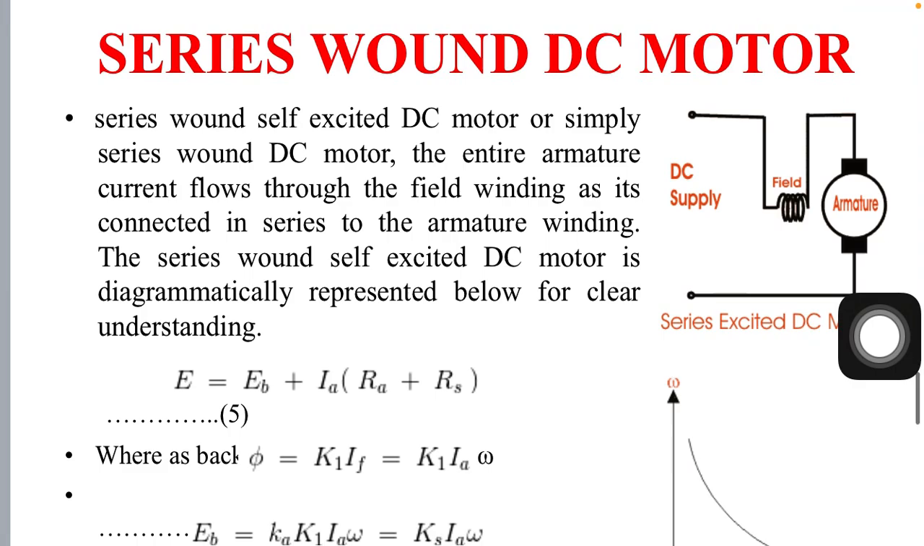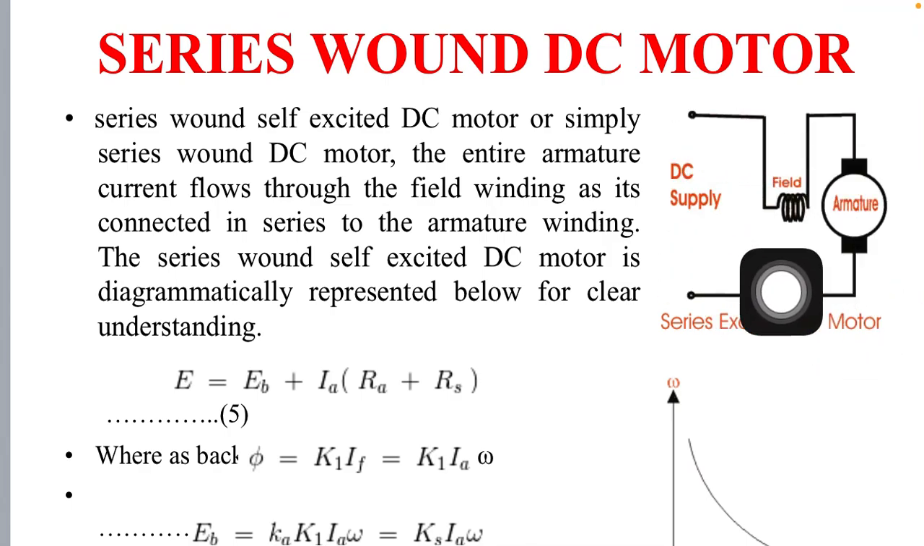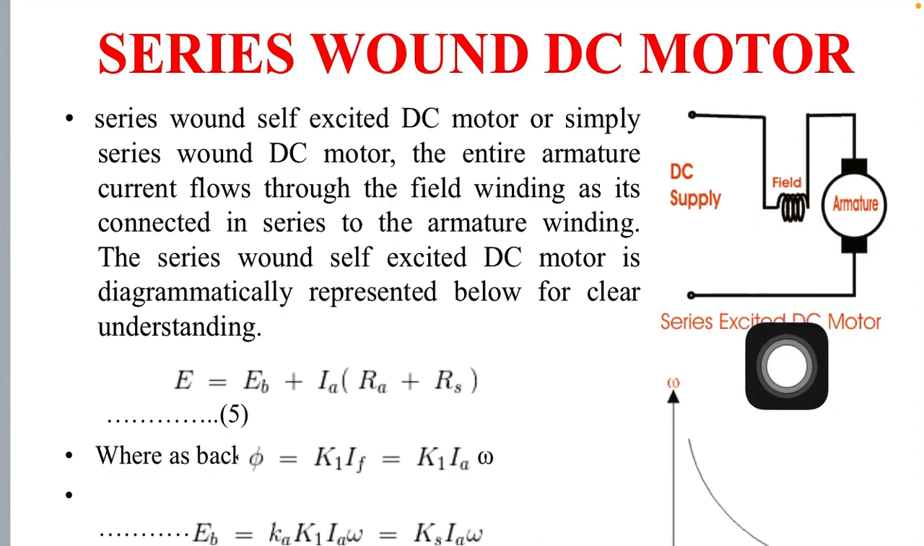So a series wound self excited DC motor is a series wound DC motor. As the name suggests, the series motor can be used for high torque applications. Why? Because field and armature are in series connection, so whatever current flows through the field is exactly equal to the armature current. This is the advantage of this series motor.